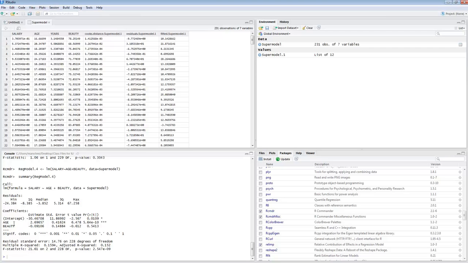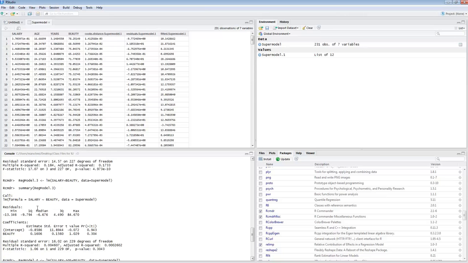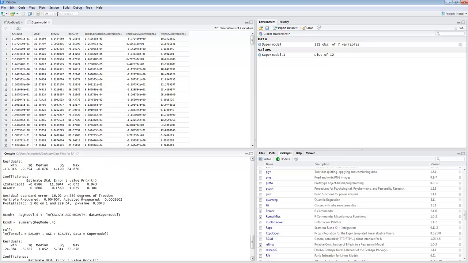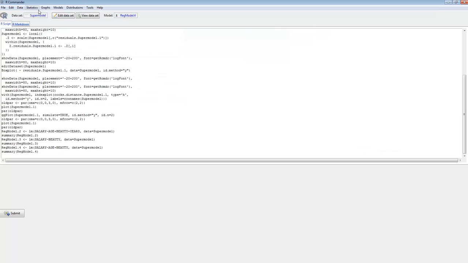So age all of a sudden becomes positively related to salary, and it is a significant predictor, suggesting that an increase in age would have a positive increase in salary as well. So let's look at experience. In the previous model, years was going in a negative fashion. Let's see what happens if I run a regression analysis with beauty and years instead of age.